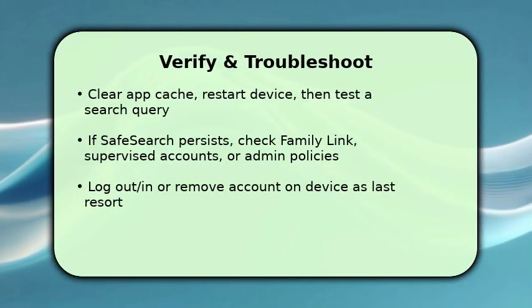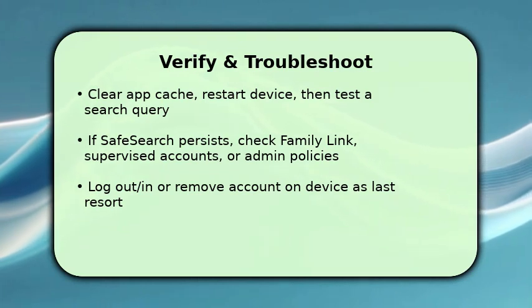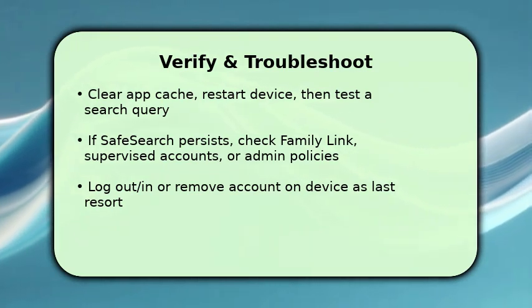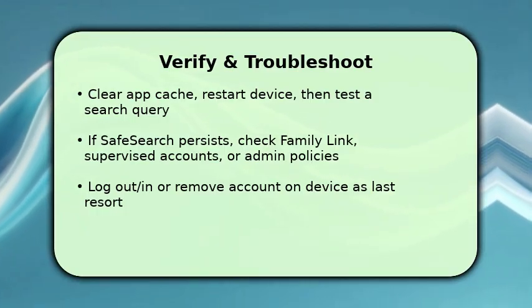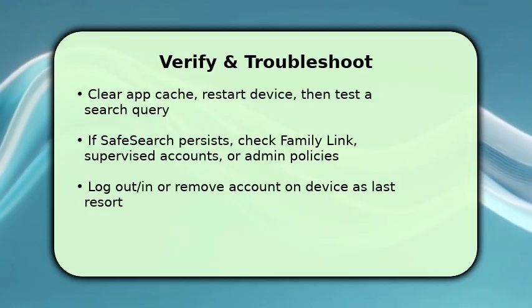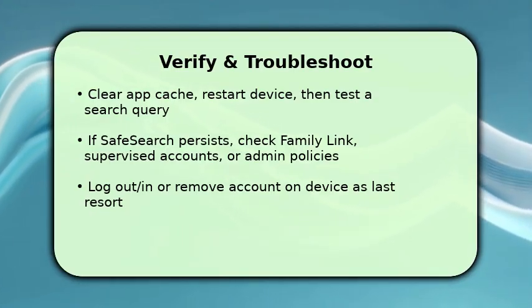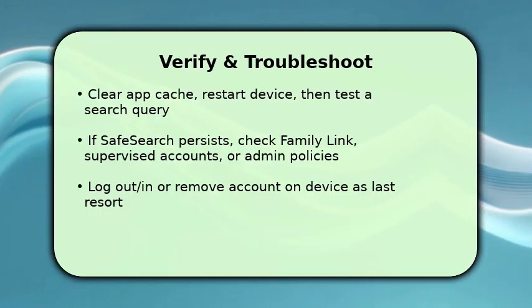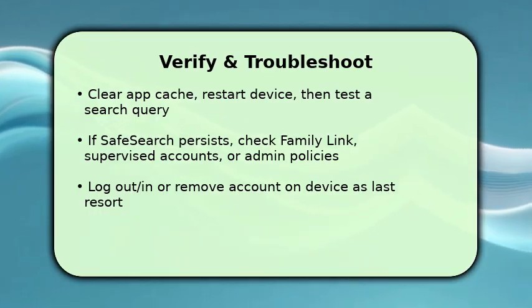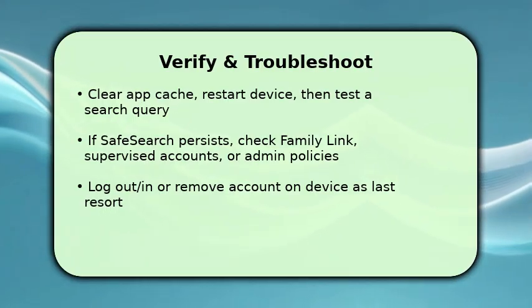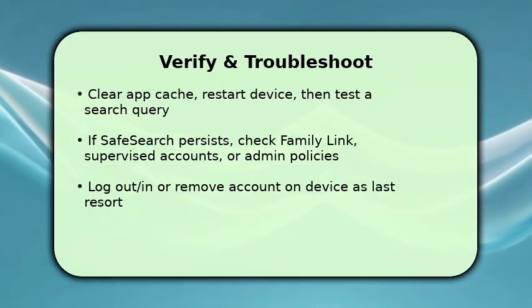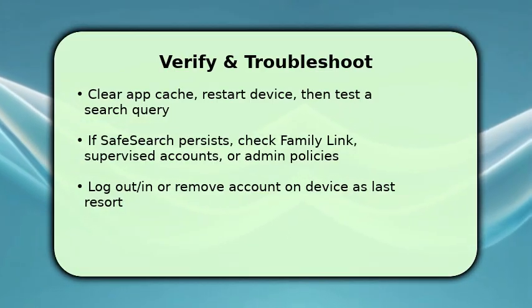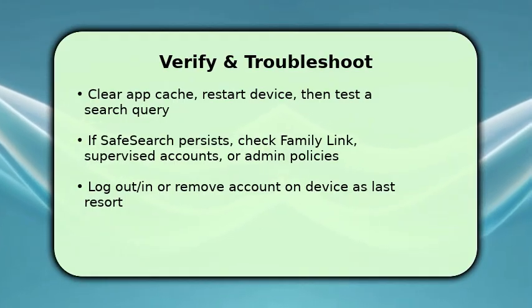Finish by clearing the Google app and Chrome cache, restart your Android, and run a search to verify SafeSearch is off. If results still appear filtered, first check Family Link or a supervised account. Parents must remove restrictions. Next, inspect device admin or network DNS filters. Some routers enforce SafeSearch at the network level. If nothing changes, remove the Google account from the device and add it back. This resets stuck settings and usually resolves persistent enforcement.